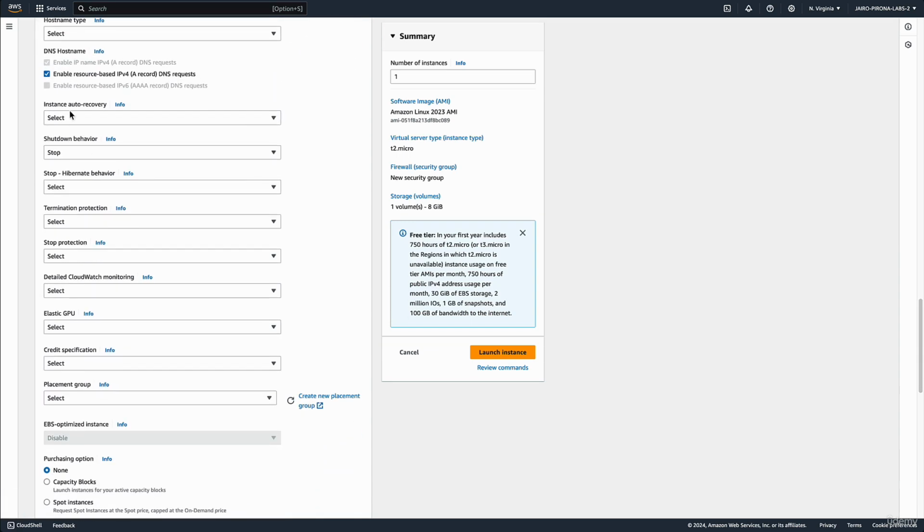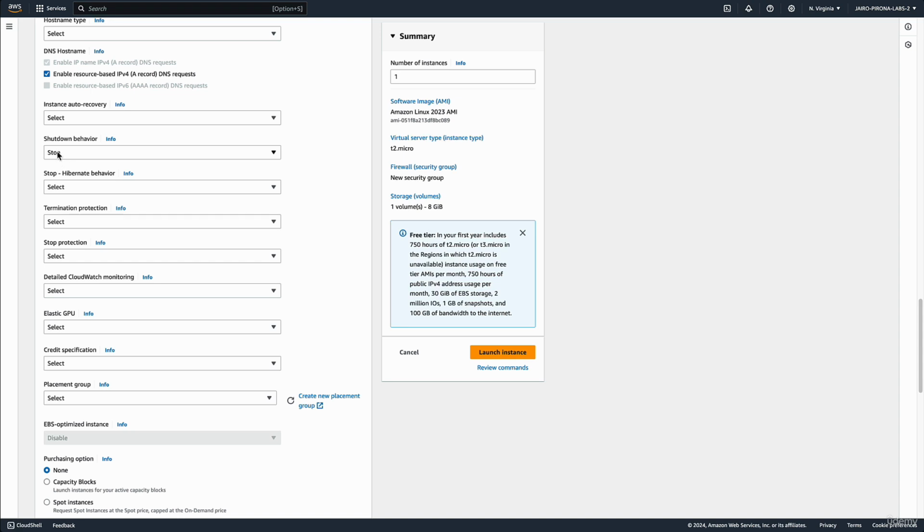The next option is Automatic Instance Recovery. With this option, your EC2 instance will automatically recover if any of the system health checks fail. An instance becomes inaccessible when the underlying physical hardware fails, or if there is a problem that requires AWS intervention to repair. In such situations, the instance is automatically recovered.